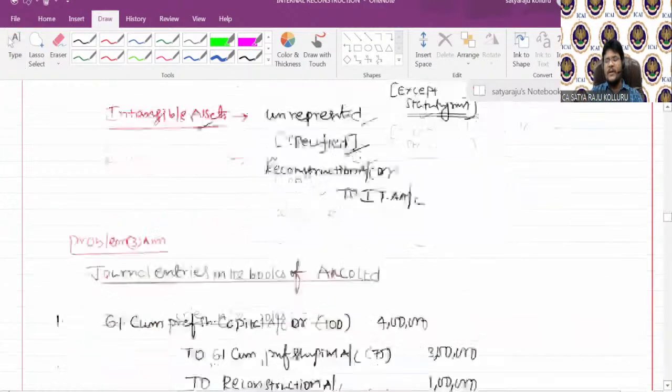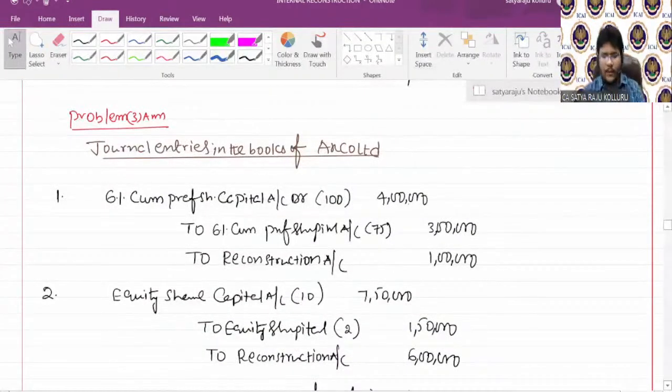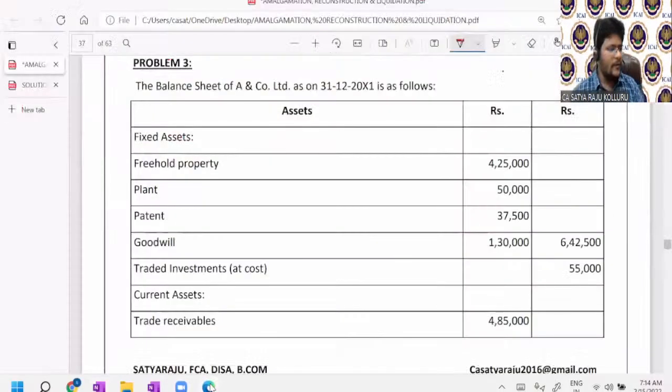Am I right? Next. Now we are in problem number 3. Are you with me, guys? All of you? Let me check. In the query box, can I start? Problem number 3. Are you with me? Quickly, please, all of you respond. Just a second. I'm opening the query box. Let me check.